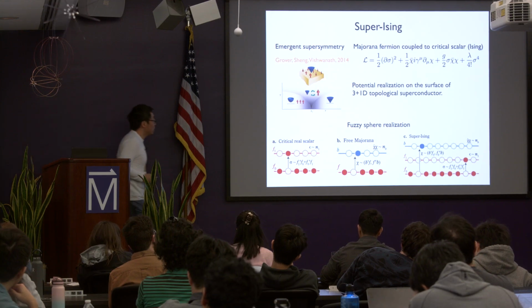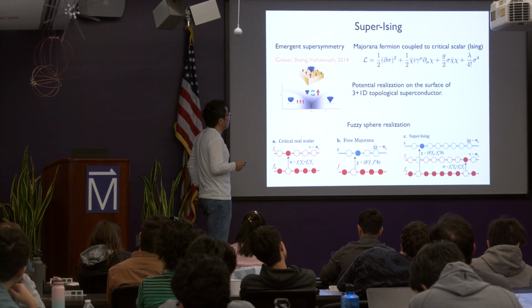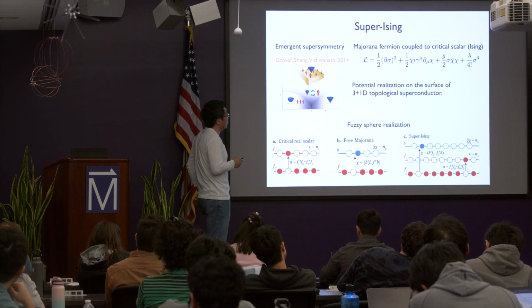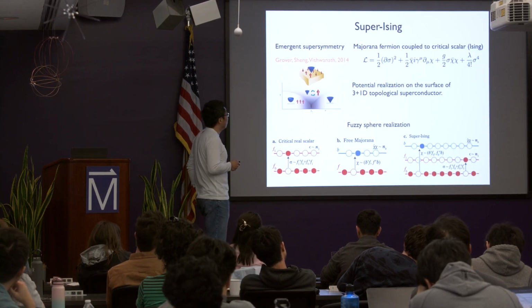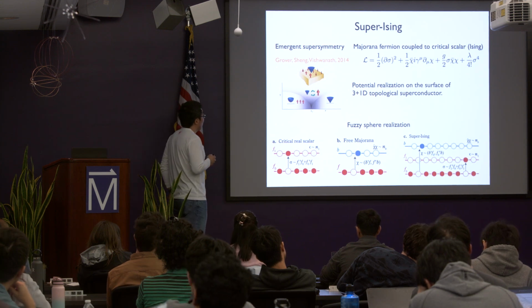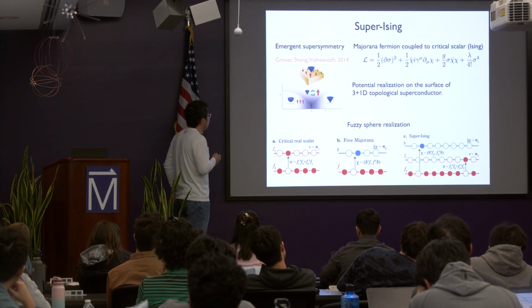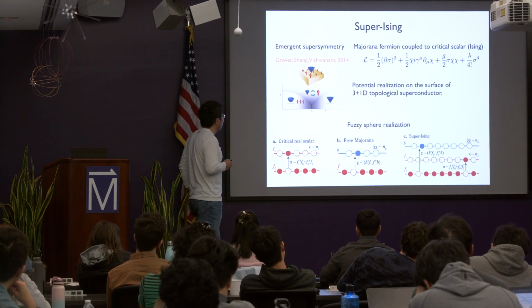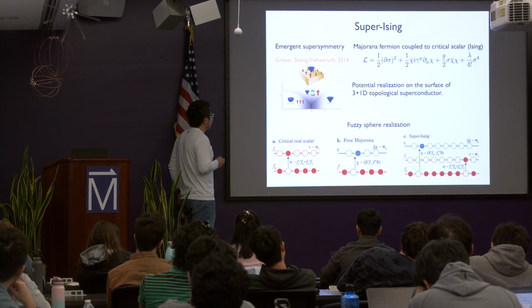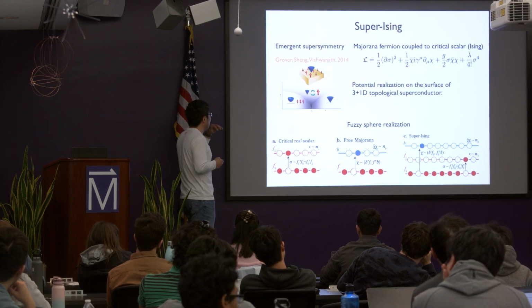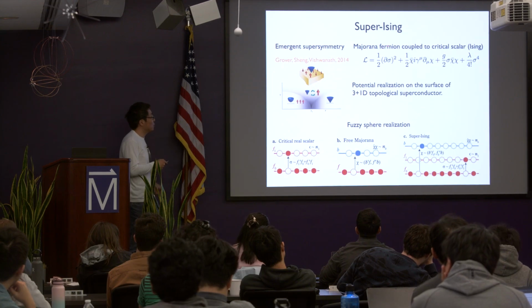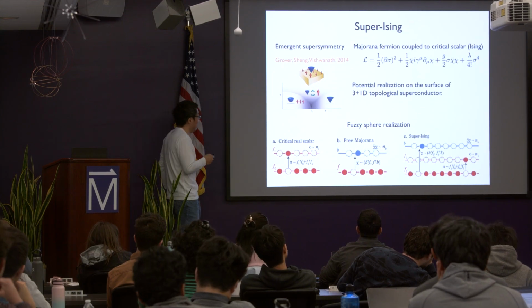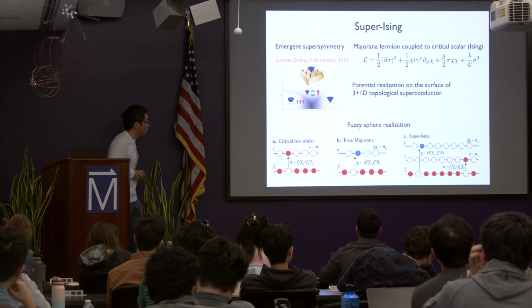Okay, now let's go to the super Ising, right? We have a single Majorana fermion, and as I said, if you couple it with a critical scalar, people find that it will have emergent supersymmetry. I think it was first pointed out by this paper by Grover, Sheng, and Vishwanath, and they propose that it's very easy, at least theoretically, to think that on the surface of 3+1D topological superconductors you can have single Majorana fermions, and you may realize this supersymmetric theory, right?